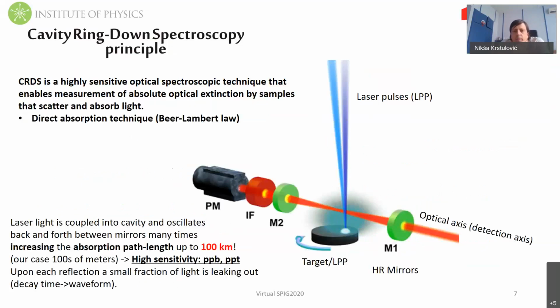Cavity ring down spectroscopy, by definition, is a highly sensitive optical spectroscopic technique that enables measurement of absolute optical extinction by samples that scatter and absorb light.